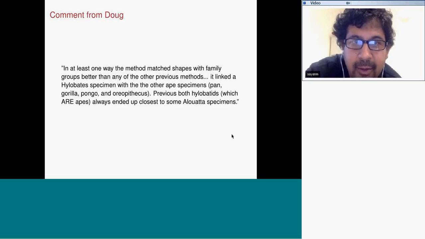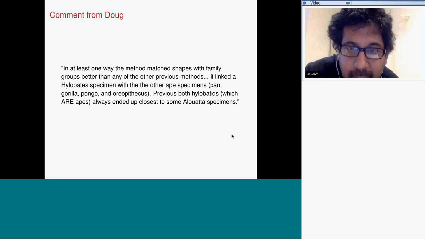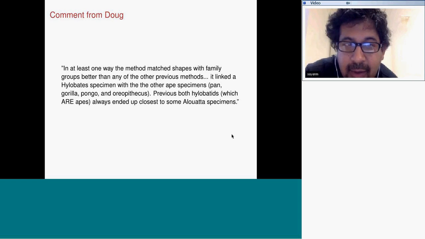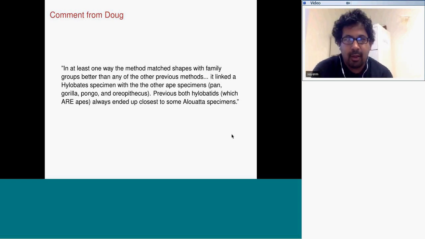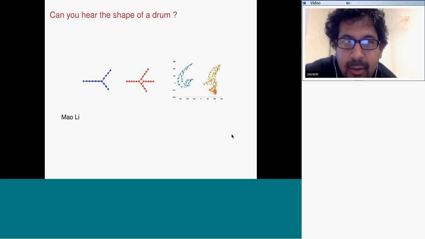My colleague Doug said that one of the ways that the persistent homology was better is that the hylobates look like other apes, and before they looked like alouatta. What that means is that in this case, the hylobates just look like apes, and previously I think the gibbon looked like howler monkeys. So this was good.